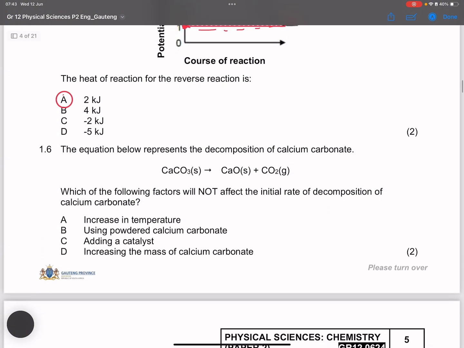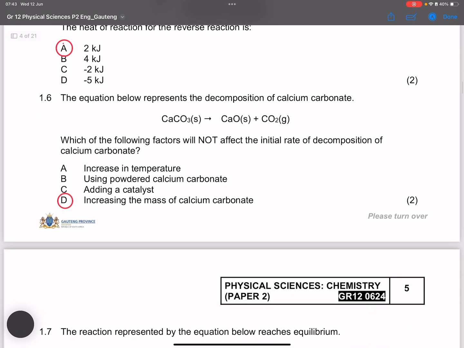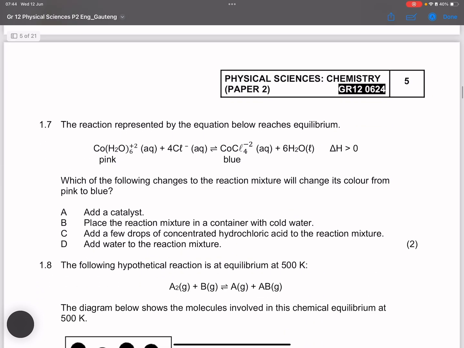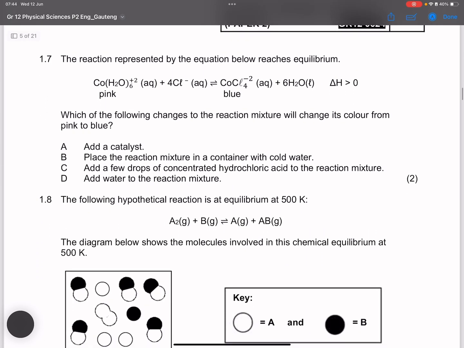They say the equation below represents the decomposition of calcium carbonate. They say which of the following factors will not affect the initial rate of decomposition of calcium carbonate. Firstly, increasing the temperature, definitely that will affect the rate of the reaction. Using powdered calcium carbonate will definitely have an effect. Adding a catalyst will have an effect. Increasing the mass of calcium carbonate definitely does not have an effect initially, but of course over time that might have an effect. So in this case, increasing the mass will not have an effect since that is a solid, so that cannot be quantified in terms of concentration. The concentration of a solid remains constant.